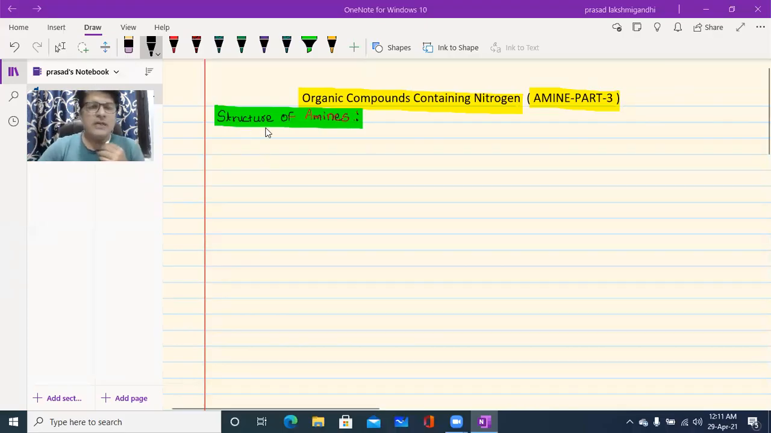So let us come to the point, the structure of amines. We know that the structure of amines is similar to ammonia. They are similar to what? Ammonia. In the first part of the introduction, we already learned this. The structure of amine is similar to ammonia, that means NH3.